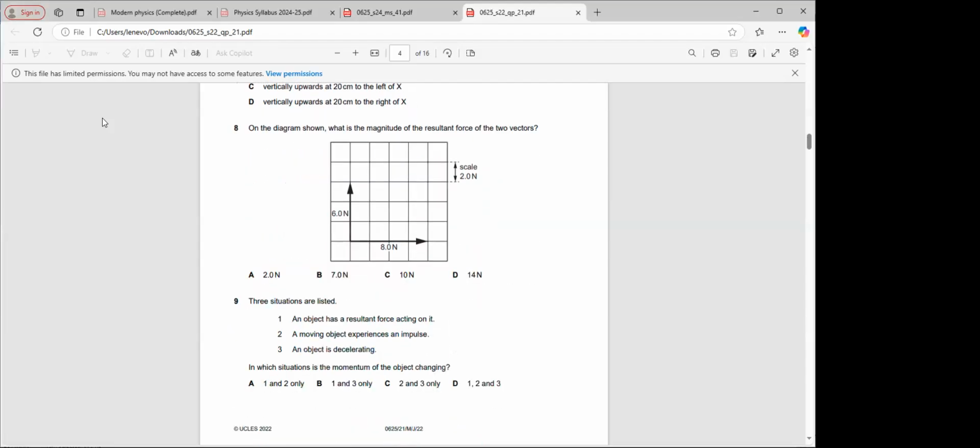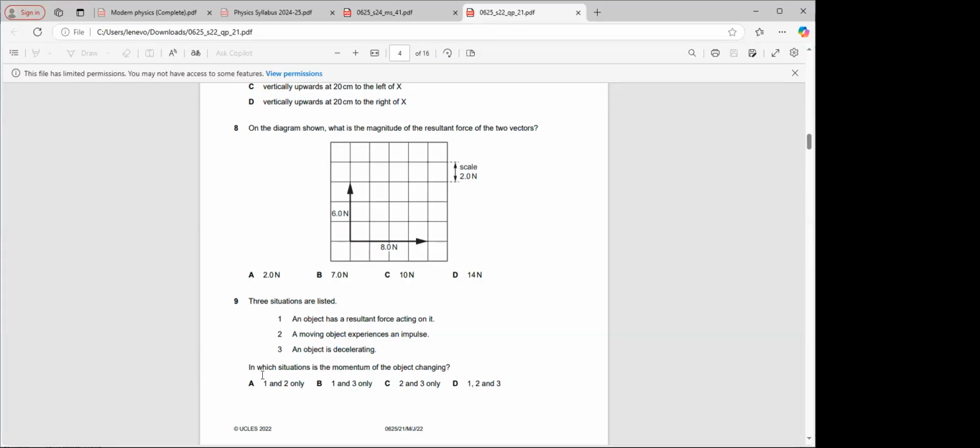This is the eighth one. What is the magnitude of the resultant force of the two vectors? This is also a very easy one. C, 10. Yes, 10. Because 36 plus 64 is 100. Root 100 is 10. Right.